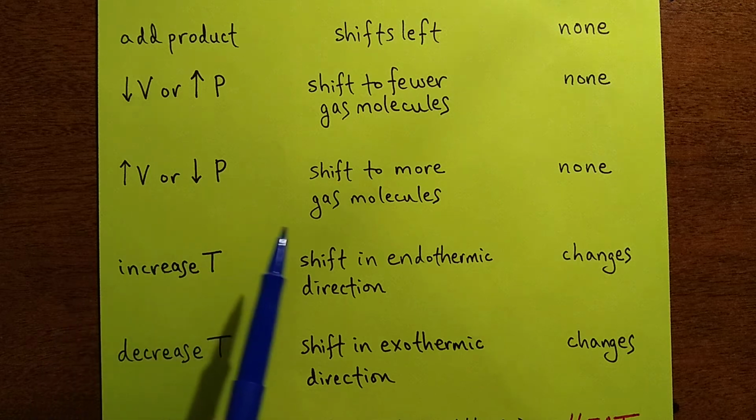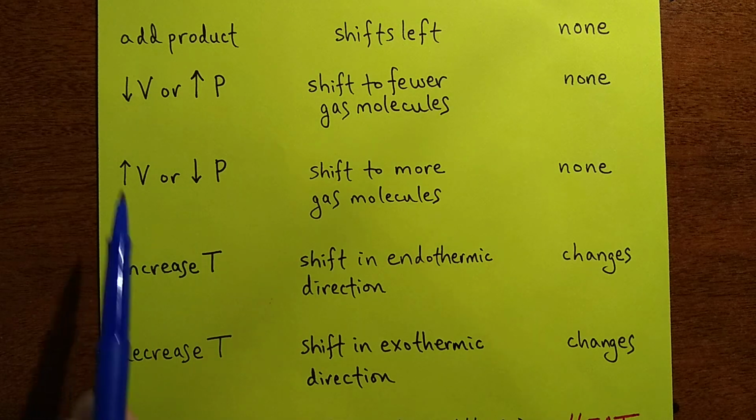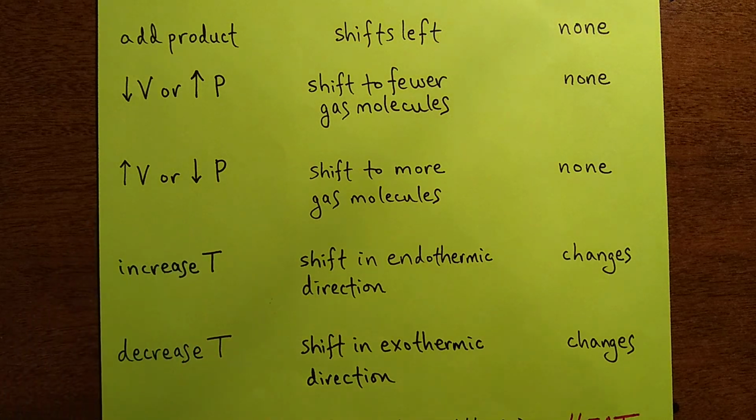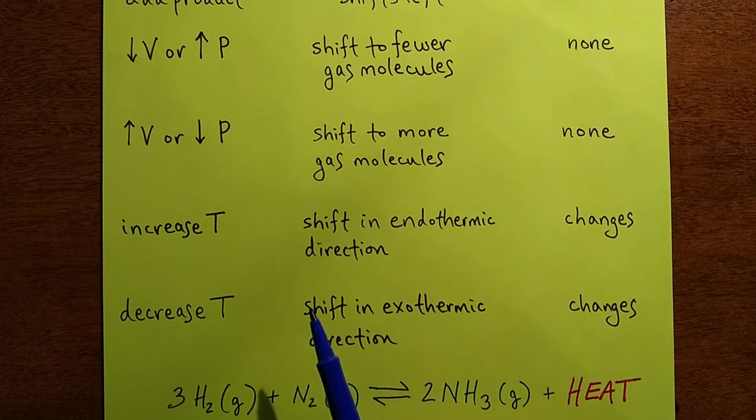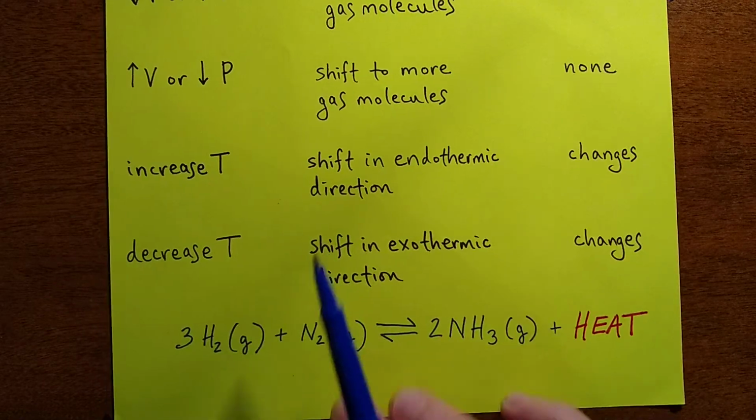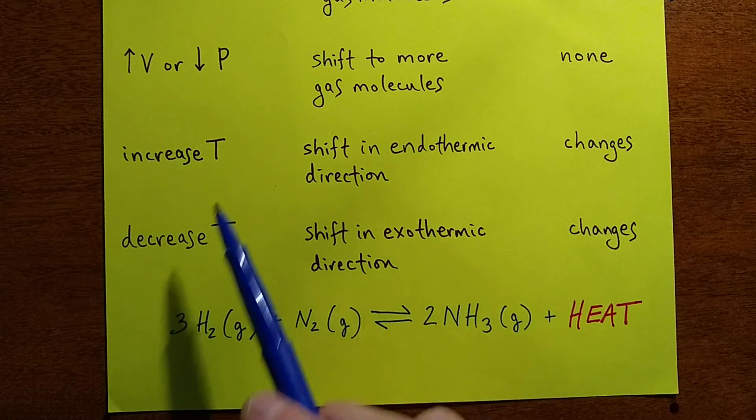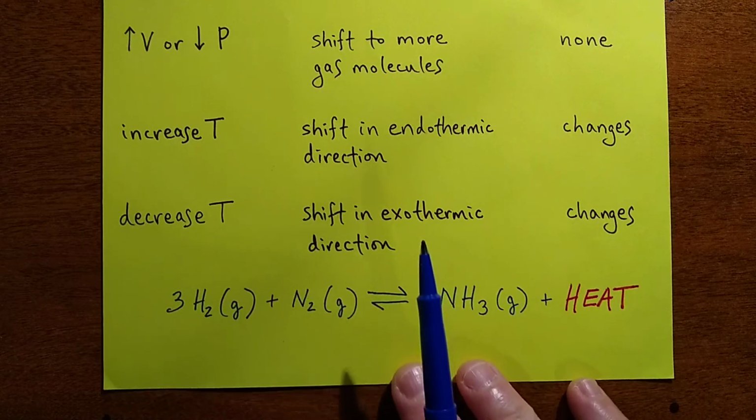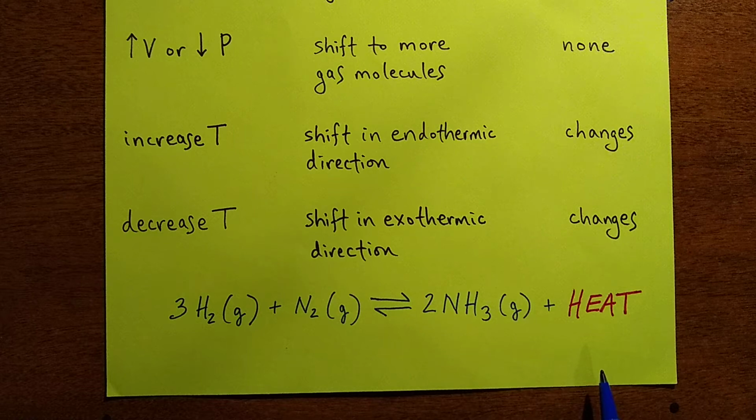If you increase volume, or decrease pressure, or vice versa, you decrease pressure by increasing volume, you shift to the side that has more gas molecules. You can cause a shift in equilibrium, as I've said, by increasing temperature or decreasing temperature. So in the Haber process, again, increasing temperature, you're adding in a product, so you're going to cause the equilibrium to shift to the left. You decrease temperature, you're removing a product, so to speak, so you cause the equilibrium to shift to the right.